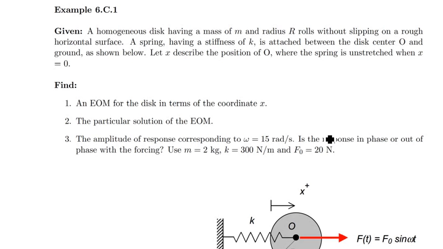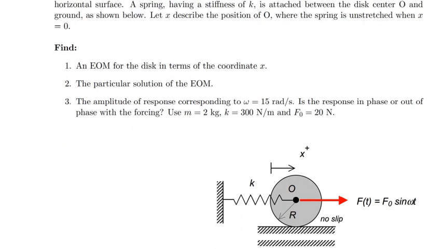Alright, so in this problem we are told that we have a homogeneous disk of mass m and outer radius r, which rolls without slipping on a rough horizontal surface. We're told the spring, having a stiffness of k, is attached between the disk center at O and ground, as shown in the diagram. And we're using x to describe the position of point O, where the spring is unstretched when x is equal to 0.